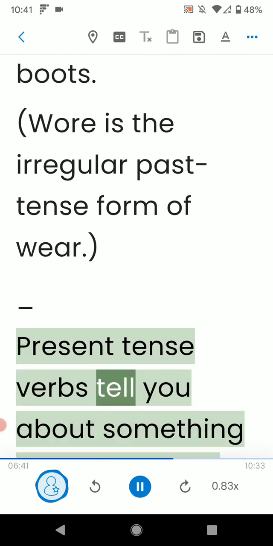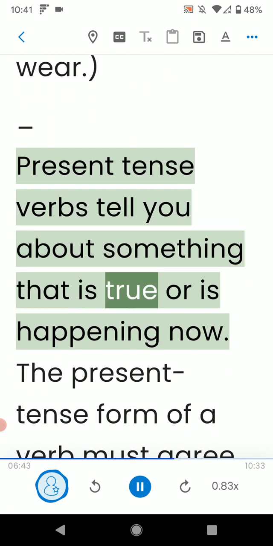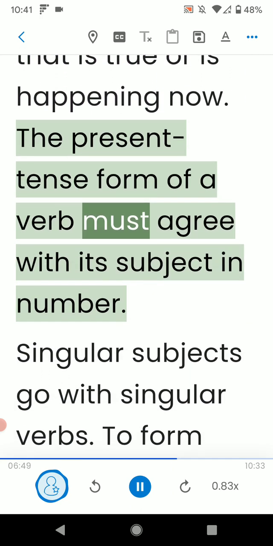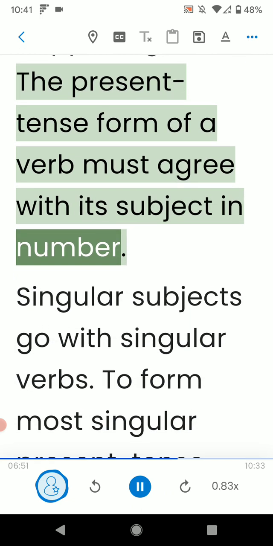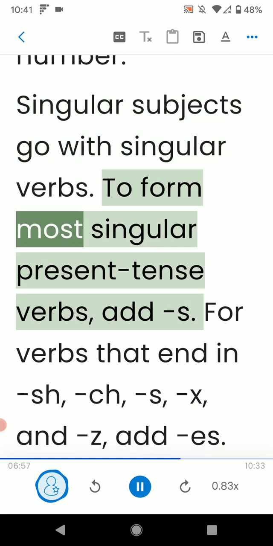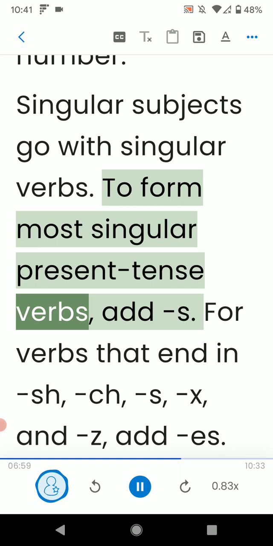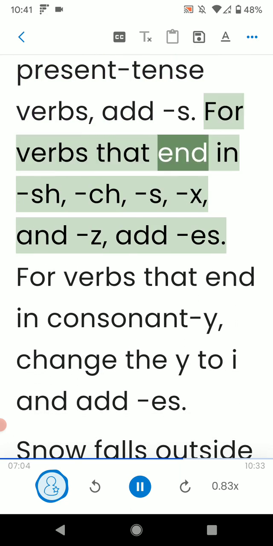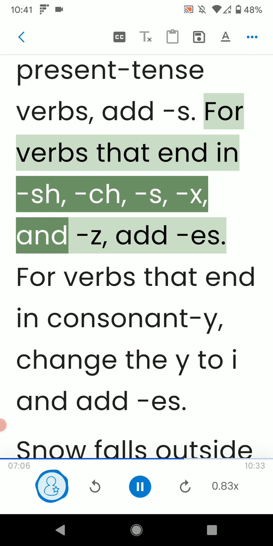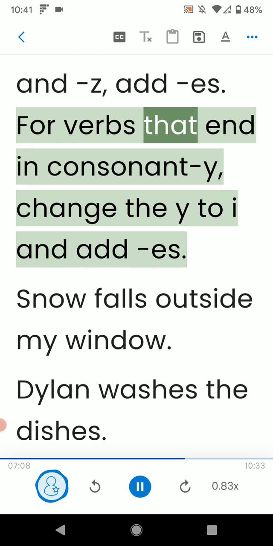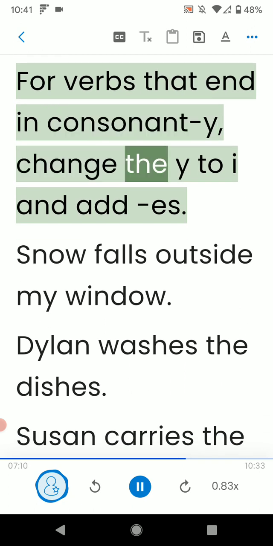Present tense verbs tell you about something that is true or is happening now. The present tense form of a verb must agree with its subject in number. Singular subjects go with singular verbs. To form most singular present tense verbs, add s. For verbs that end in sh, ch, s, x, and z, add es. For verbs that end in consonant y, change the y to i and add es.